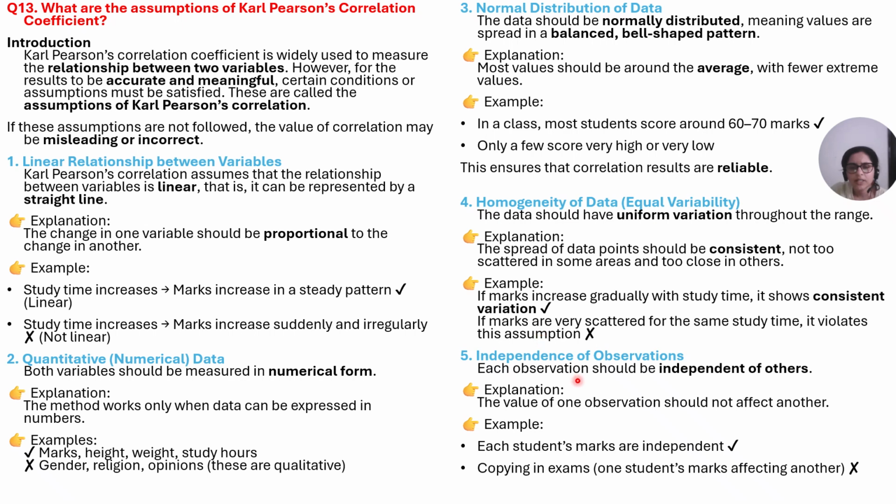Then, independence of observations. Each observation should be independent of others. That is, the value of one observation should not affect the other one. Example: each student's marks are independent. If one student scores high, the other student need not score high. His marks are his marks.